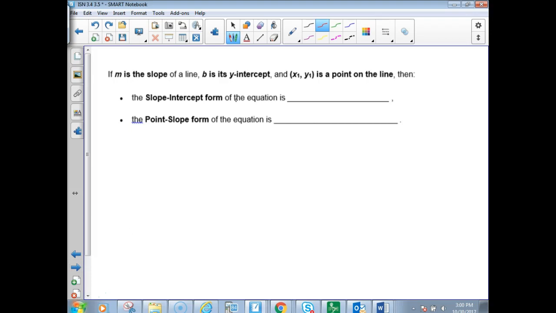Okay. So slope-intercept form is y equals mx plus b. Point slope form is y minus y1 equals m times x minus x1.